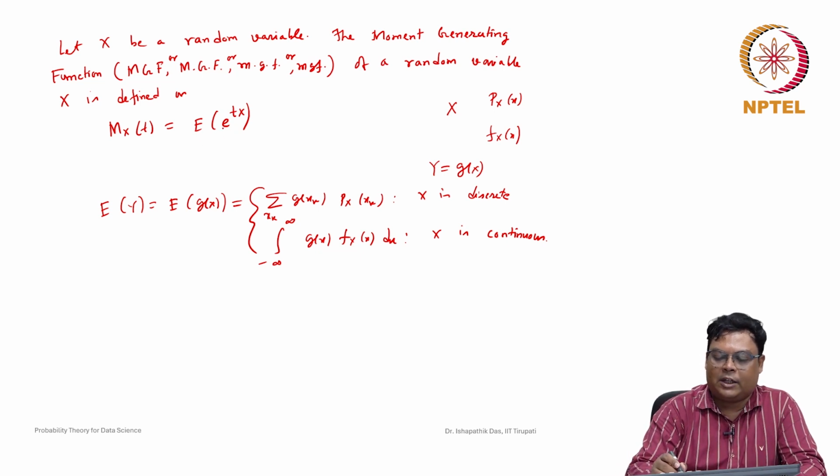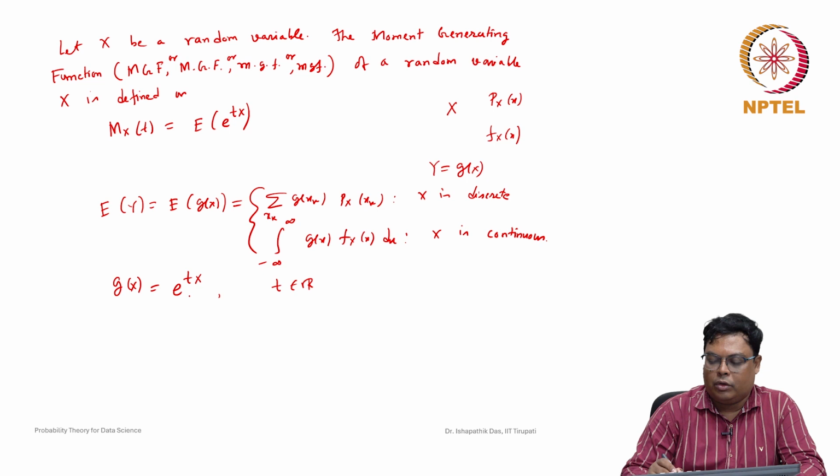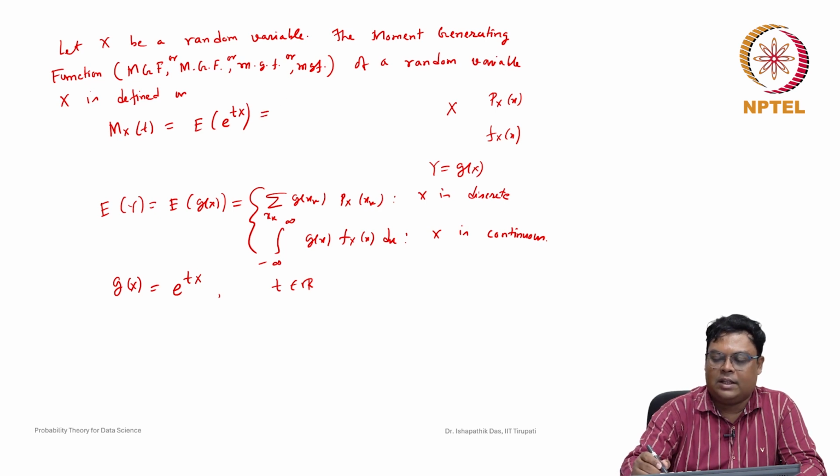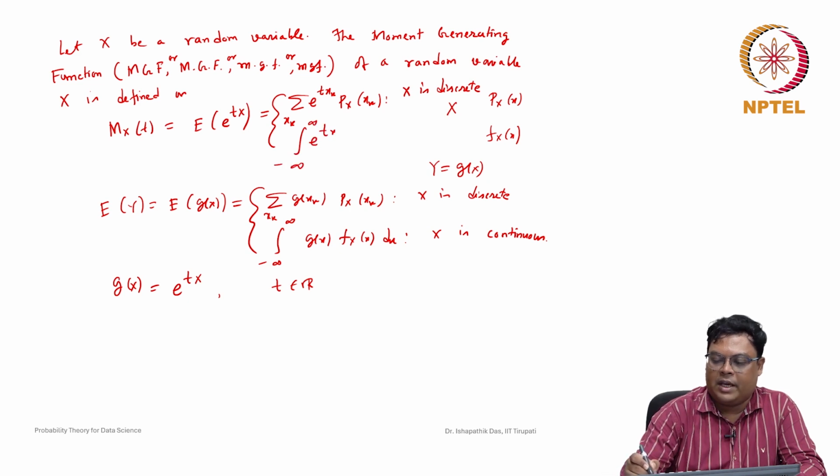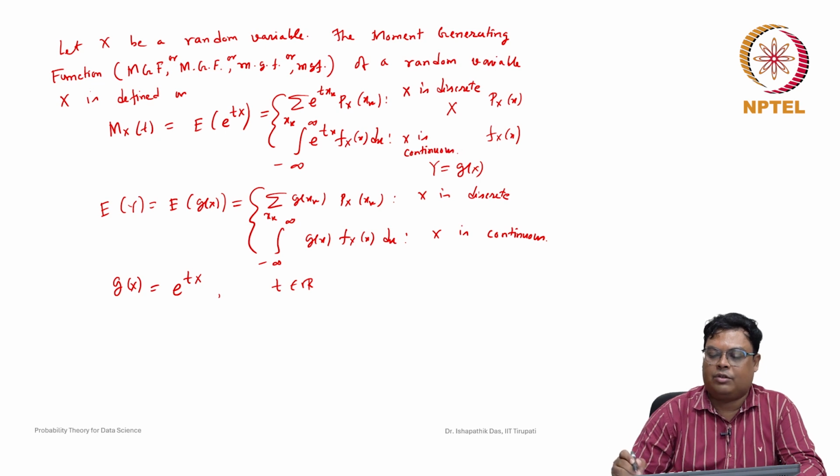Now here we are finding the expected value of e to the power of tX. So here g(x) is e to the power of tx, for t a real number. If t is 0, then e to the power of 0 times x is 1, so g(x) will be nothing but 1. If t is 1, then e to the power of x. If t is 2, e to the power of 2x. If t is minus 3, e to the power of minus 3x. Accordingly we have to find the expected value. So from this general formula, replacing with e to the power of tx, this will be the summation of e to the power of t x_k p_X(x_k) whenever X is discrete, and the integral from minus infinity to plus infinity of e to the power of tx f_X(x) dx if X is continuous.